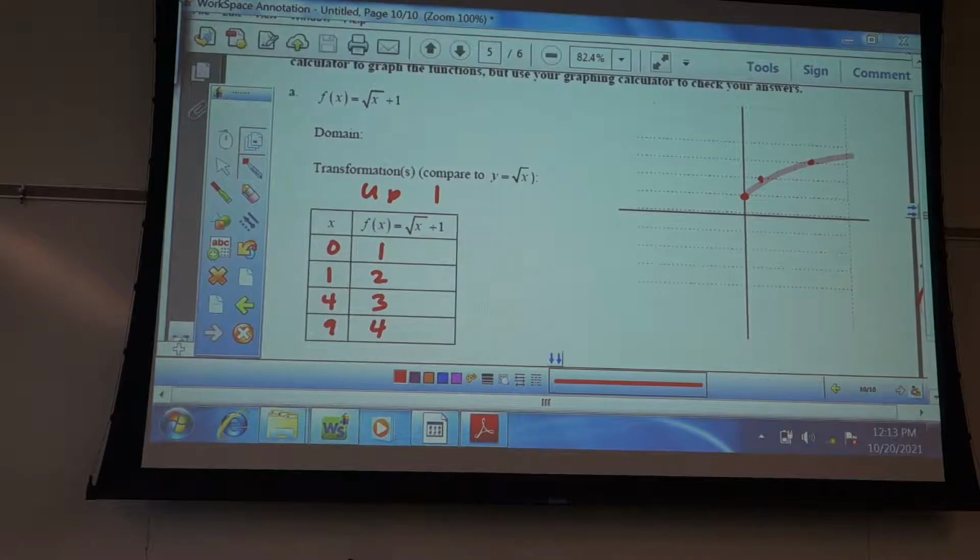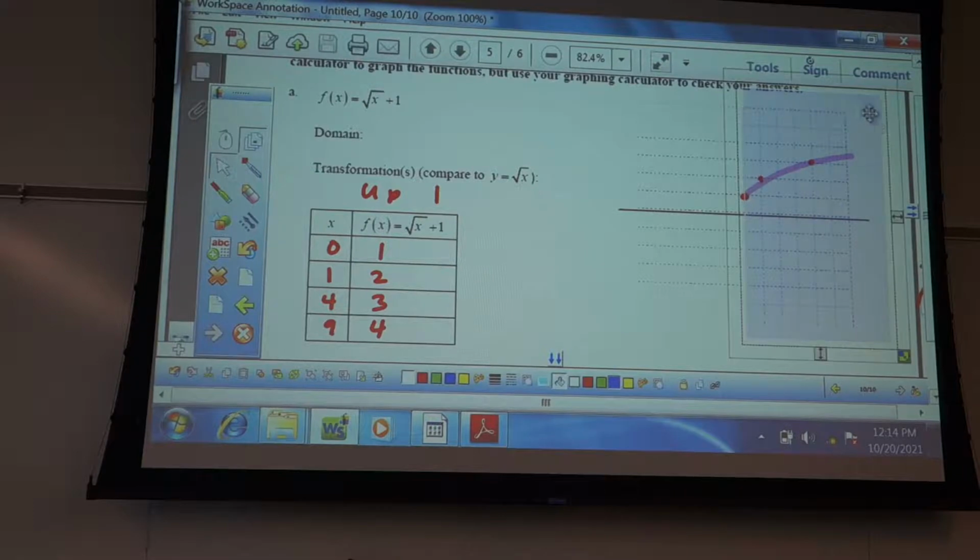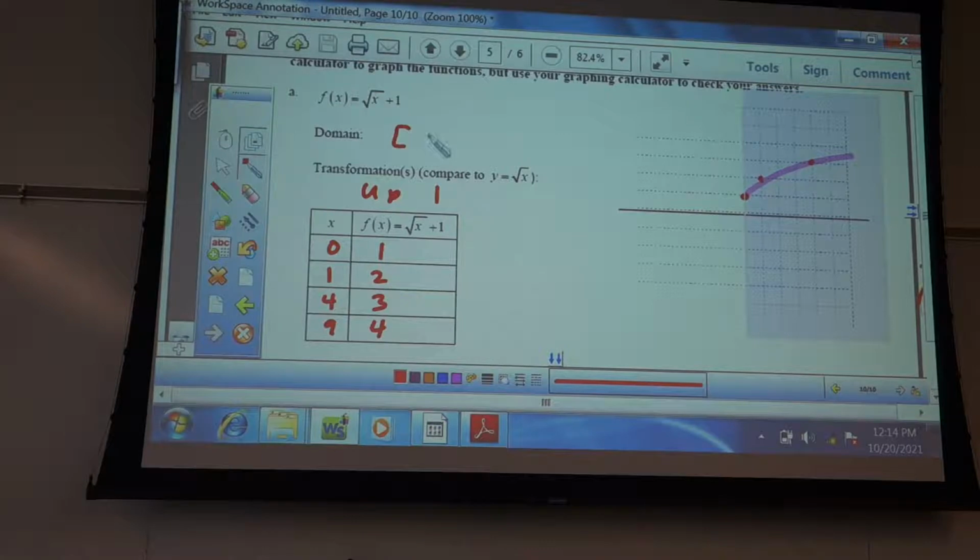All right, domain. We're going to actually cover it in the next handout, but let's look at it. It starts off at 0 and goes off to infinity. Here, I'll draw my little thing here. That's the domain. So this would be from 0 to infinity. Good?